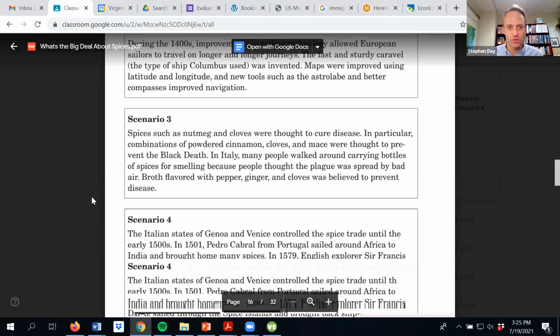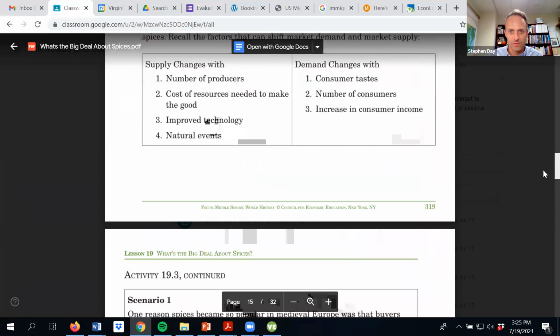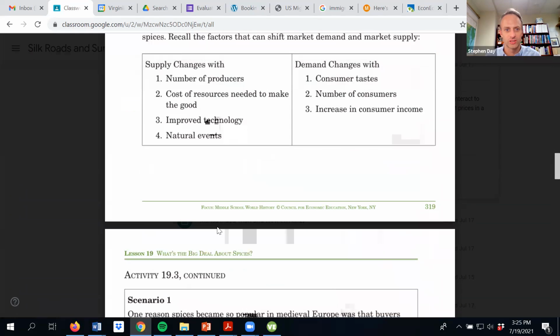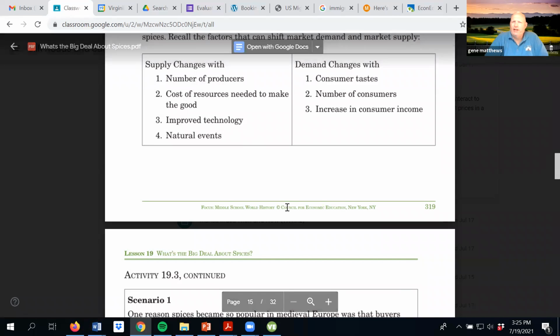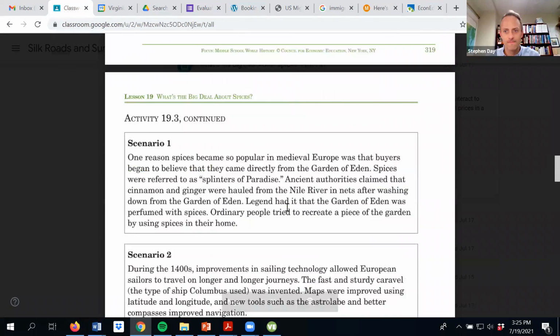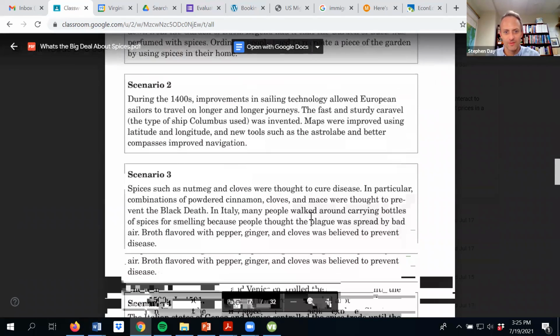Okay. So is this going to be a demand side thing or a supply side thing? Does that have to do with taste, number of consumers, and income, or is that number of producers, cost of resources, technology, or natural events? It's going to be consumers, isn't it? Consumer taste. Yeah, exactly. Consumer tastes again. They have a desire to prevent the Black Death. So they're going to start demanding it more. They're going to pay more. They're going to consume more.